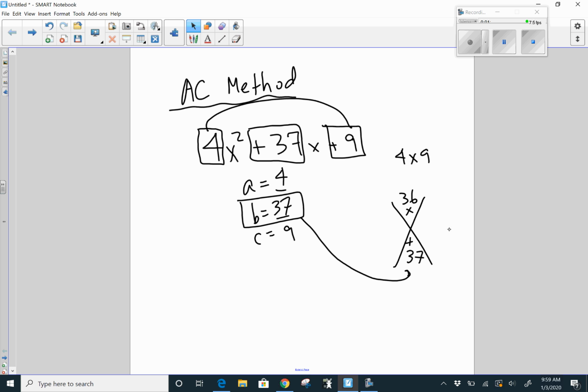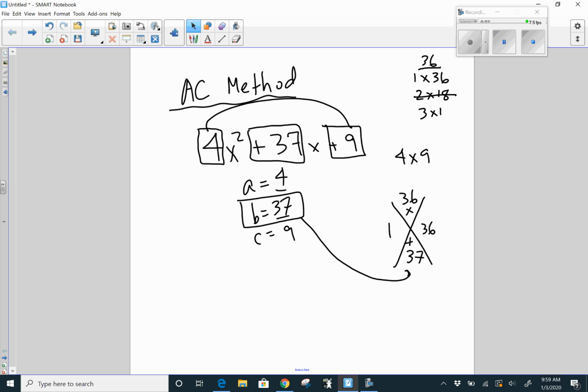So factors of 36, let's just talk about that, right? Numbers that multiply to give you 36. 1 times 36 is 36. And look, 1 plus 36 is 37. So our two numbers are going to be 1 and 36. But let's just say we didn't know that. The next set is 2 times 18. But 2 plus 18 is not 37, so that pair doesn't work.